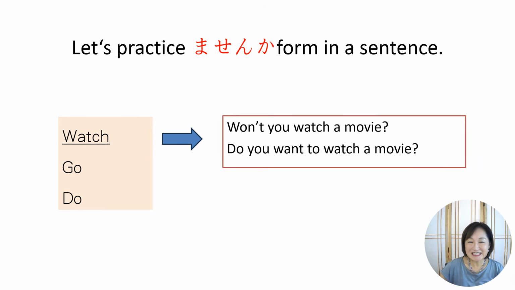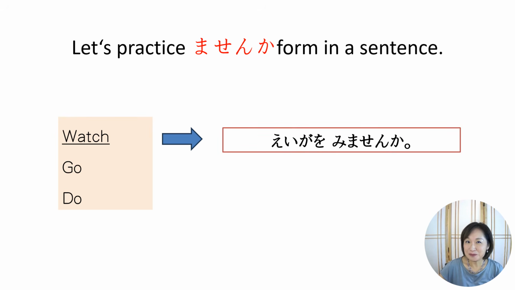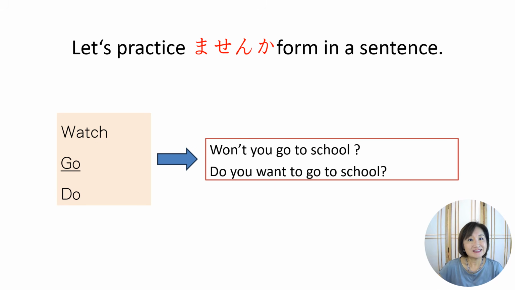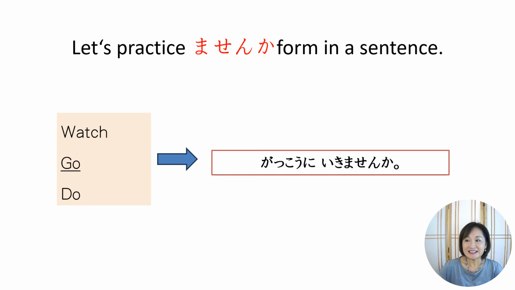Let's practice masenka form in a sentence. So let's invite your friend to watch a movie. How do you say that? 映画を見ませんか? そうです。How about inviting someone to go to school with you? How would you say that? 学校に行きませんか?